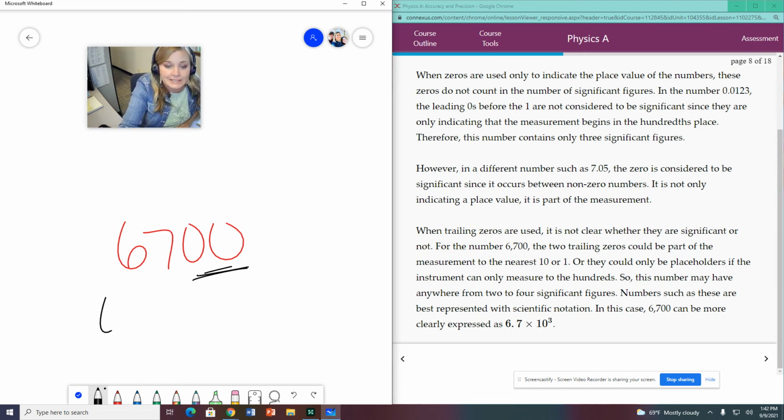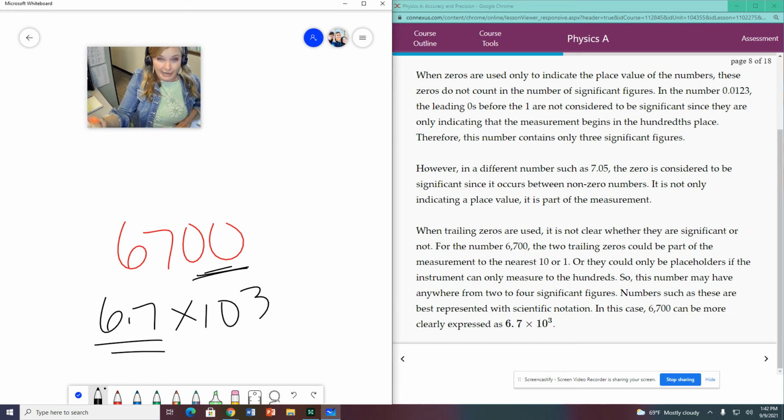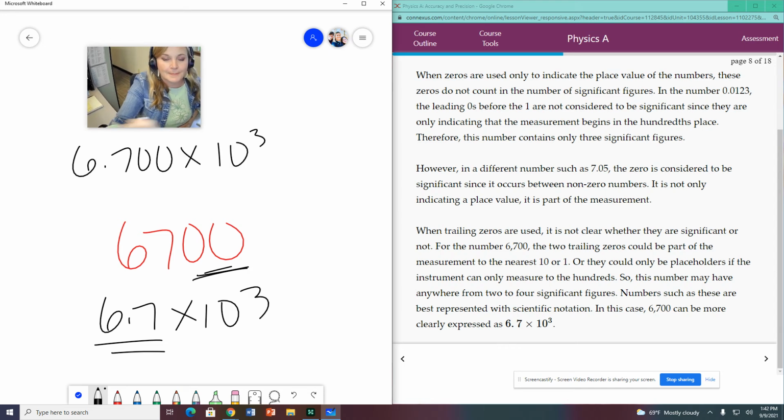So if I write down 6.7 times 10 to the third, then I have two significant digits. If I were to say, I really did measure these, then I would write it down as 6.700 times 10 to the third, because then that tells me that all of those are significant. So you can write it that way if you're trying to reflect that, yeah, in fact, I did count exactly to the ones place and there was only 6,700, I promise. So then you would want to write it in scientific notation to indicate that, yes, those are significant.